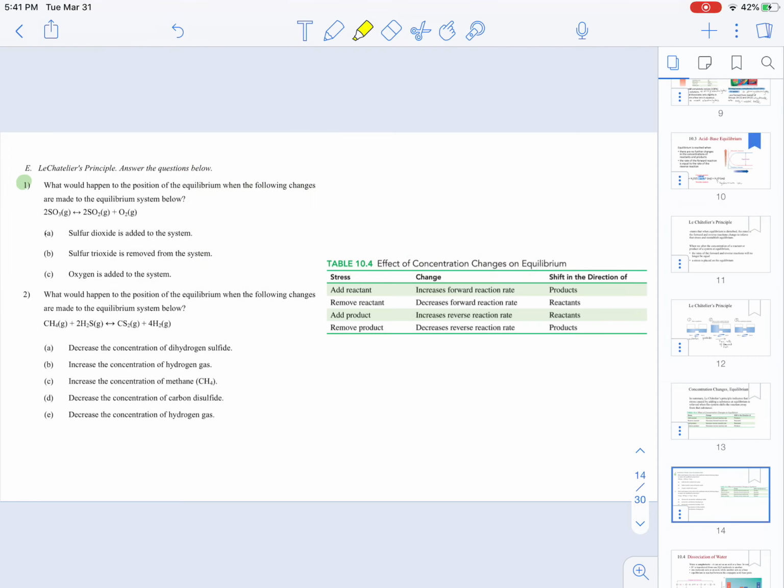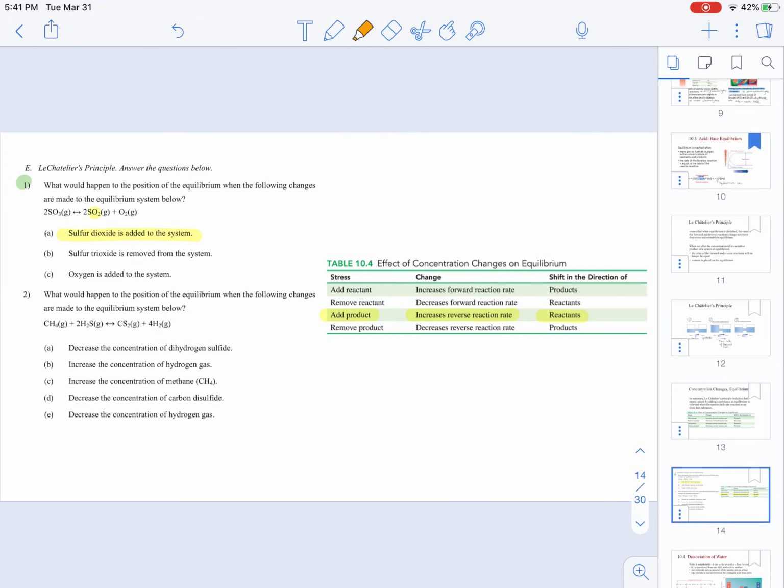In the first instance, as you can see, we have sulfur dioxide being added to the system. Sulfur dioxide is this compound. That compound is present on the product side. Since it says that sulfur dioxide is added to the system, we are adding product to the system. So this means that in order for the system to regain equilibrium, we are going to be increasing the reverse reaction, meaning that this arrow is going to be pointing towards the left, meaning towards the reactants.